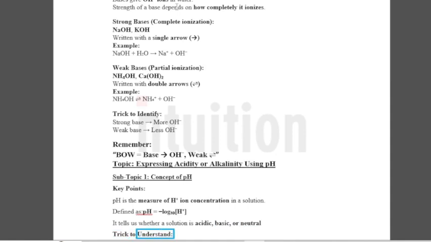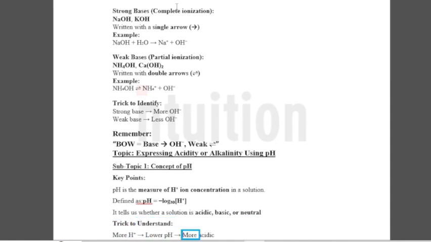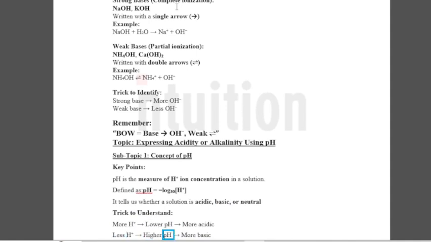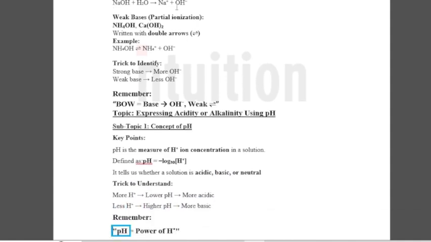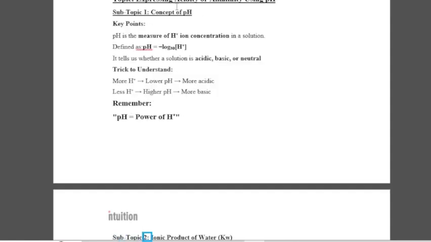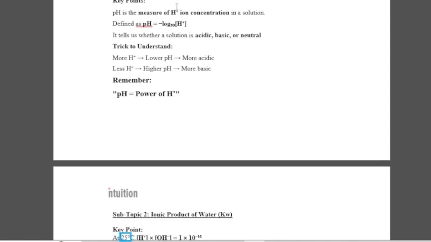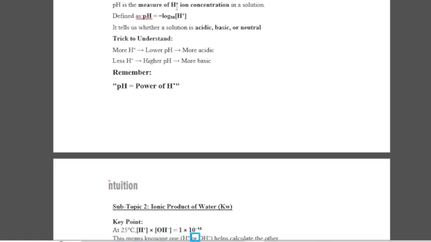Trick to understand: more H+, lower pH, more acidic. Less H+, higher pH, more basic. Remember, pH is equal to power of H. Subtopic 2. Ionic product of water, Kw. Key point: at 25 degrees C, H+ times OH- is equal to 1 times 10 to the power minus 14. This means knowing one, H+ or OH-, helps calculate the other.